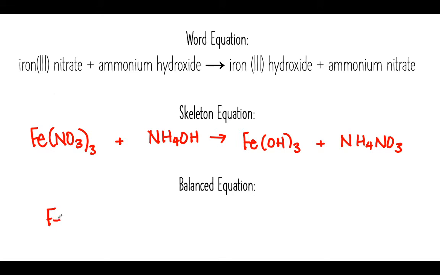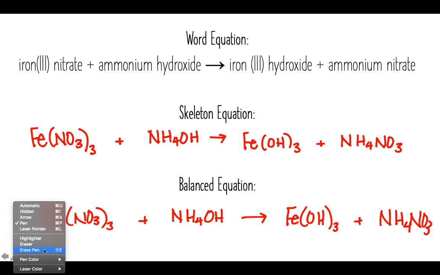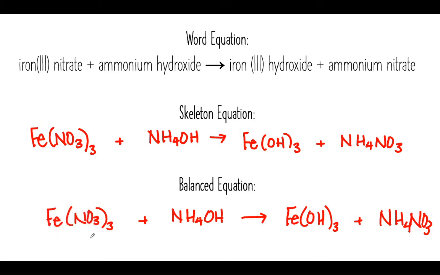If I was going to write my balanced equation, first I would need to have all of my chemical formulas. So Fe(NO3)3 plus NH4OH gives you Fe(OH)3 plus NH4NO3. So let's start by balancing this equation. I'm going to pick a different color pen.